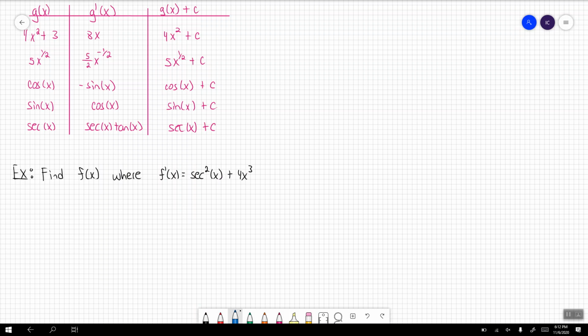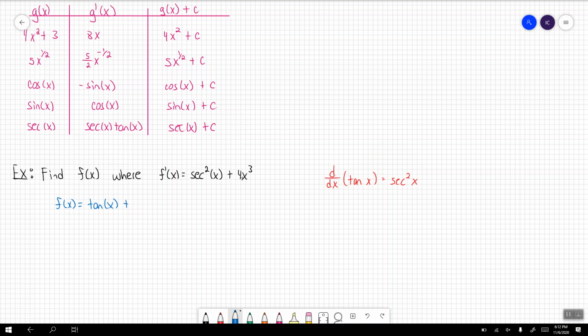And so to find this antiderivative, what we're going to do is identify the derivative function that's given to us, secant squared x plus 4x cubed. And if we want to undo the derivative, we have to know what was the previous function that we took the derivative of in order to find secant squared of x. Well, this antiderivative must have been tangent of x. By knowing our trigonometric derivatives, we can recall that the derivative of tangent of x is secant squared of x.